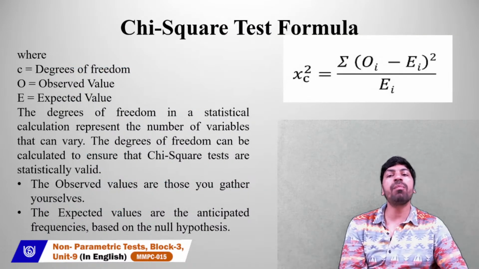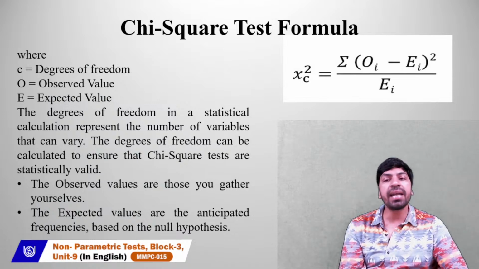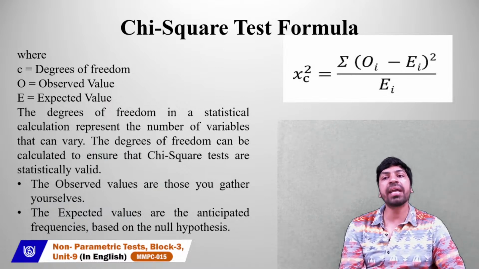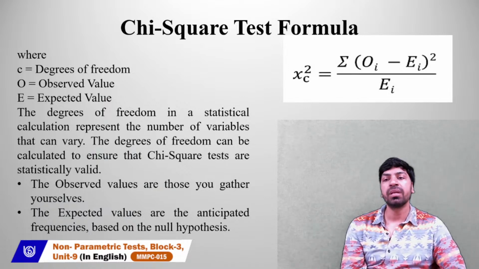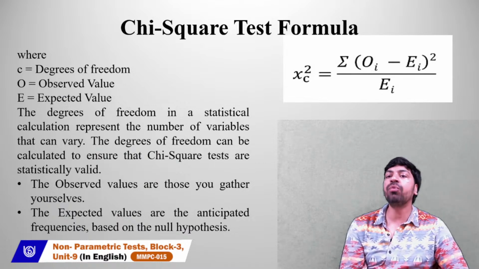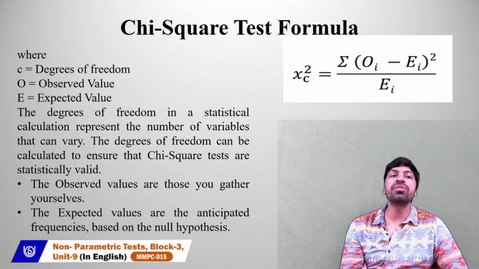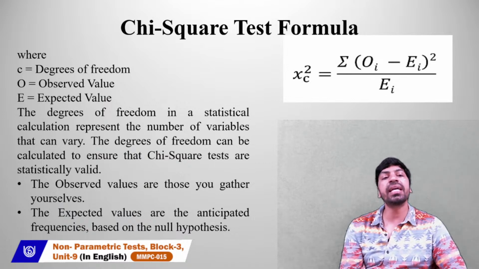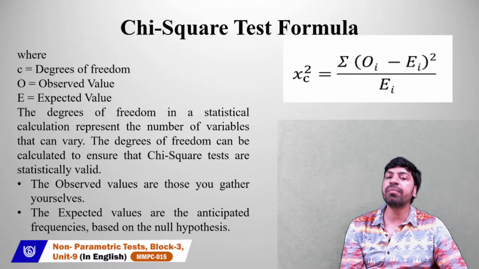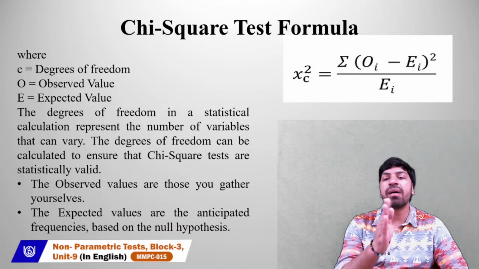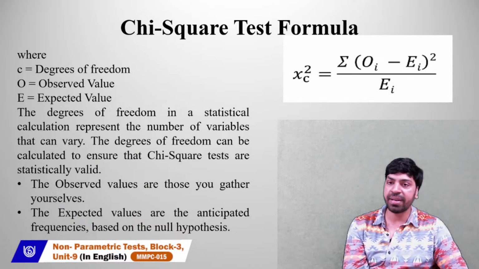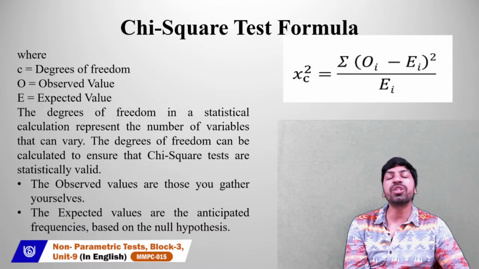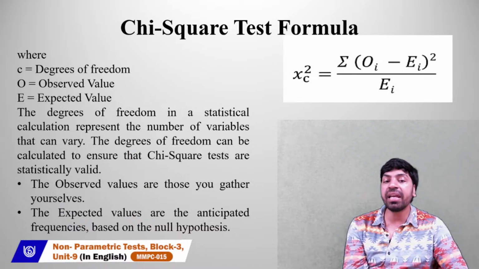So the chi-square test formula, which has been shown over here, is chi-square equals sigma (O minus E) whole square by E, where O is the observed value and E is the expected value. C is the degree of freedom. The degree of freedom in a statistical calculation represents the number of variables that actually vary. So the degree of freedom can be calculated to ensure the chi-square tests are statistically valid or not.